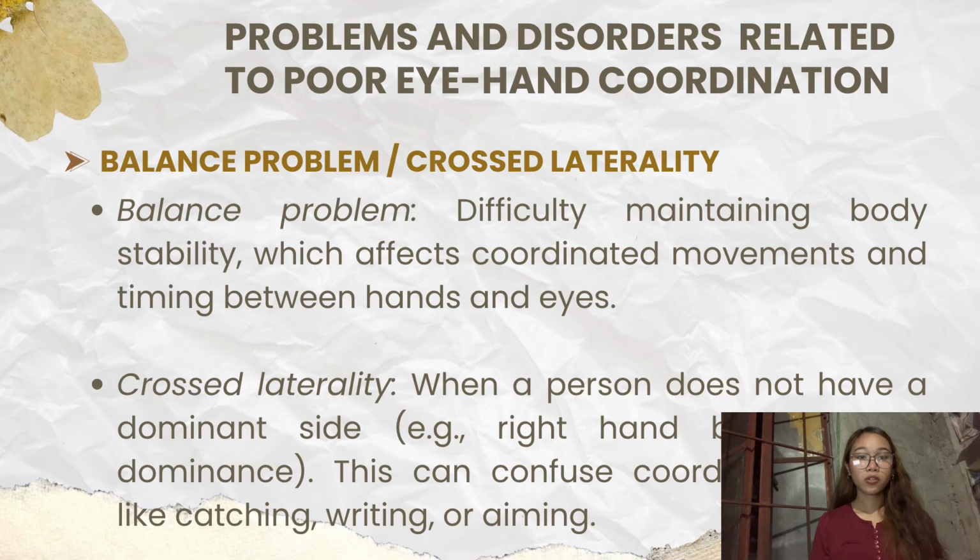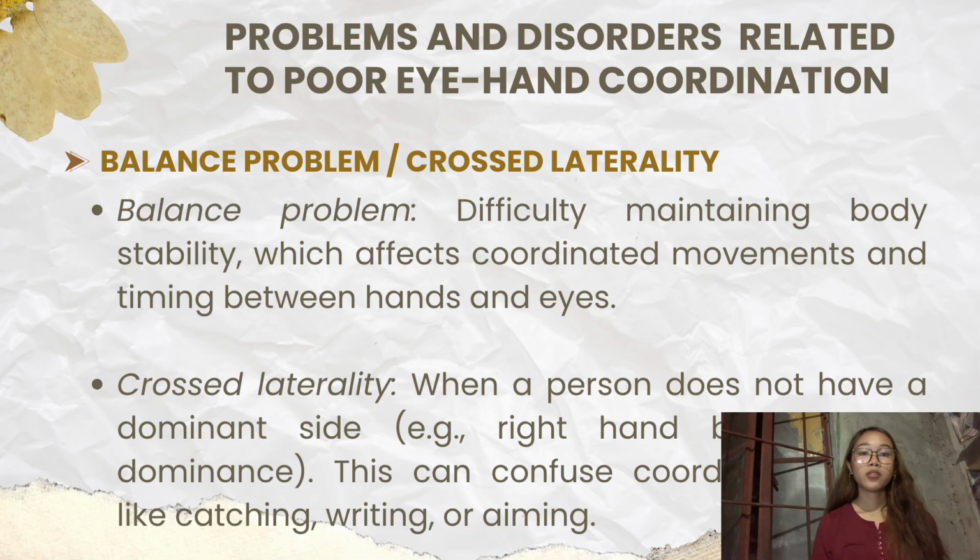Next is cross-laterality. This is a condition where a person's dominant hand and dominant eye are not on the same side. For example, you are a right-handed person but you are left eye dominant. This means the leading side used by your hand and by your eyes is not the same when performing a task. For example, you use your right hand for writing but your vision works better in the left eye. So sometimes there is confusion in coordination, especially in activities that require using the eyes and hands at the same time.